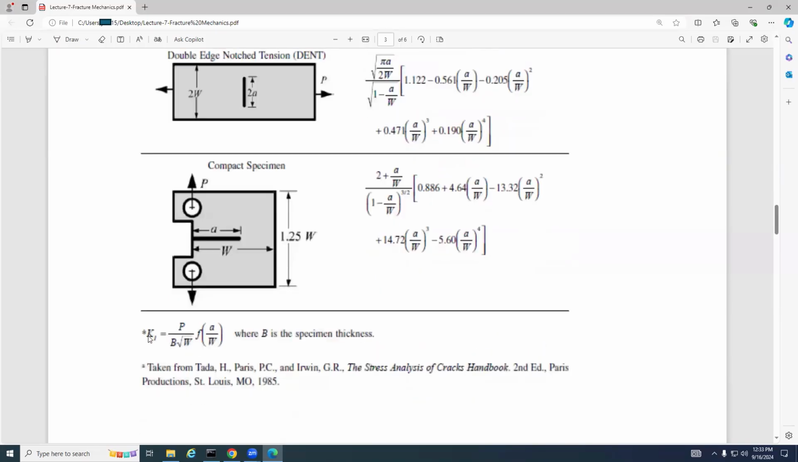So you can see this is KI, okay? And for KI here we use a P. We are not using the sigma. KI equals P over B, where B is the width, how deep it is, and the square root of W, F of a over W. And this one, guys, I want you to familiarize yourself with, because we are going to model this in our quiz 1.